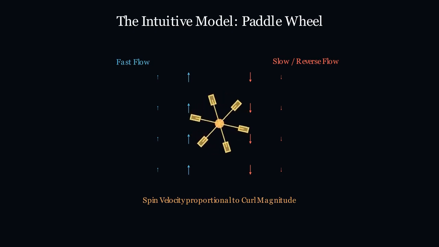If the fluid pushes equally on all sides, the wheel remains stationary. But if the fluid flows faster on the left side than on the right side, the wheel will begin to spin. The speed and axis of this spin correspond exactly to the magnitude and direction of the curl at that precise point.